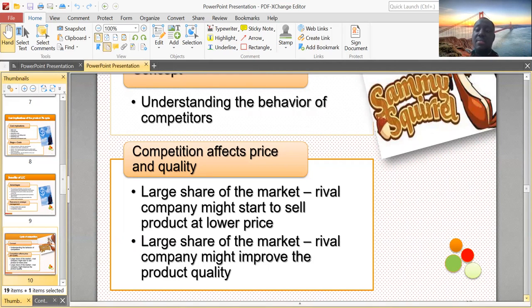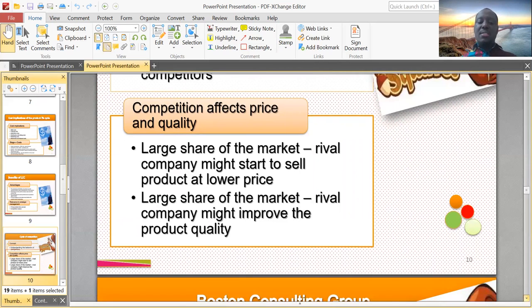So there are two things that are important to touch on. First off, if competition is high in a certain industry, there are different ways rival companies might respond. Rival companies might start to respond by selling their product at a lower price. Or they might also respond by improving their product quality. That's why we say that competition affects price and quality. If there's intense competition, there are two things that organizations will be looking at. Okay, should we increase price? Should we decrease price? Or should we improve our quality? These are strategic decisions that organizations tend to take when it comes to the matter of competition.